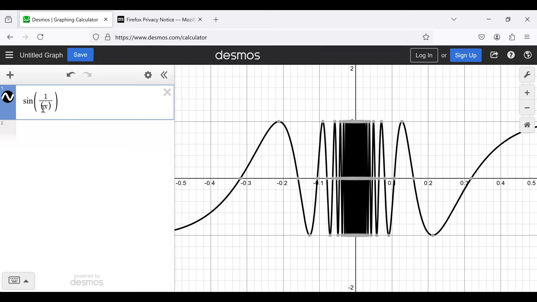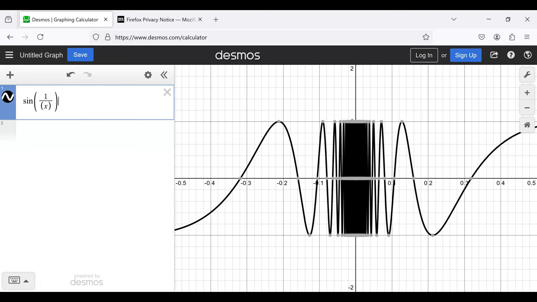And what's happening here is as x approaches zero, this is going to infinity. And the sine of x oscillates between negative 1 and 1 an infinite number of times as x goes to infinity. So here, on this interval from negative 0.1 to positive 0.1, we're oscillating between negative 1 and positive 1 an infinite number of times, an infinite number of waves in a finite space. And that's the problem.